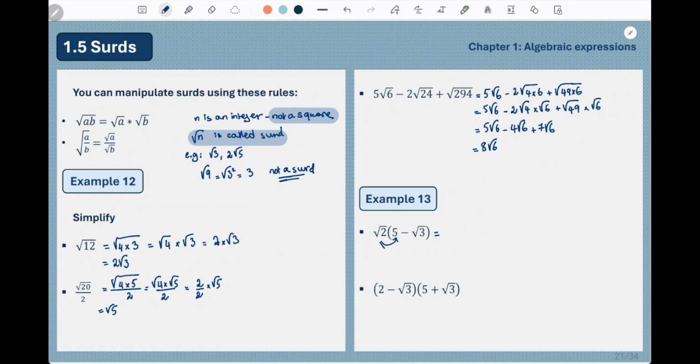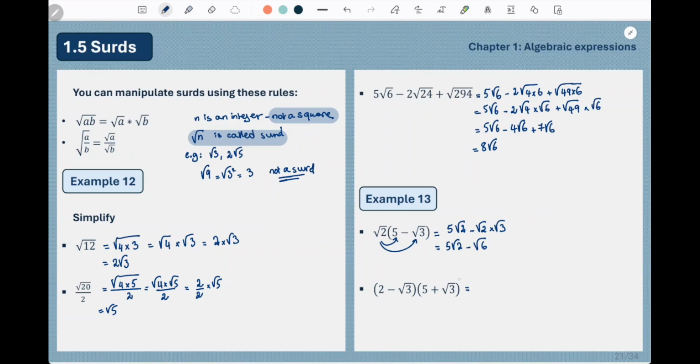For the expansion, I'm going to focus on this one and do it like this. So 5 times square root of 2 minus square root of 2 times square root of 3. We've seen that we go from here to there. Now we're going to do the opposite, where a and b are 2 and 3, so they multiply together and become minus square root of 6. 2 times 3.